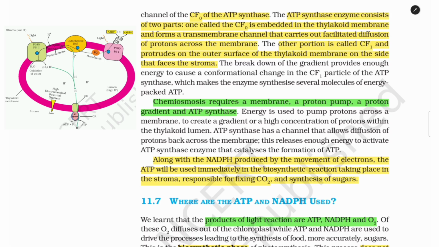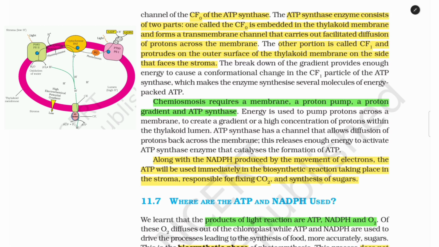Chemiosmosis requires a membrane, a proton pump, a proton gradient, and ATP synthase. Energy is used to pump protons across a membrane to create a gradient or a high concentration of protons within the thylakoid lumen. ATP synthase has a channel that allows diffusion of protons back across the membrane. This releases enough energy to activate the ATP synthase enzyme that catalyzes the formation of ATP.